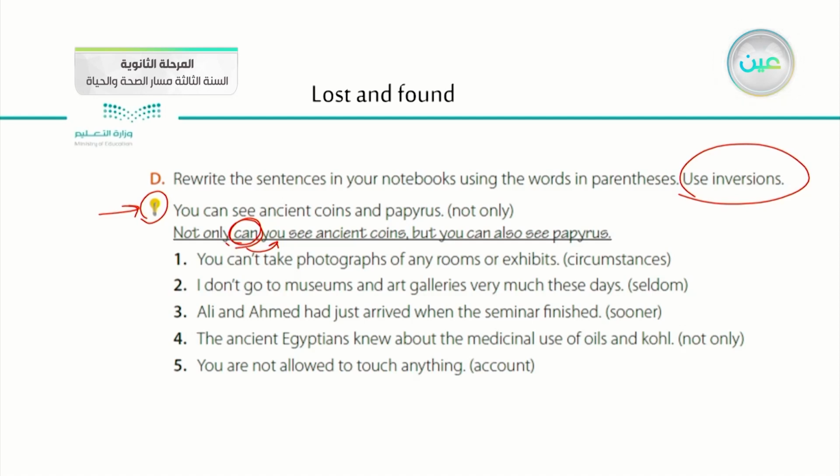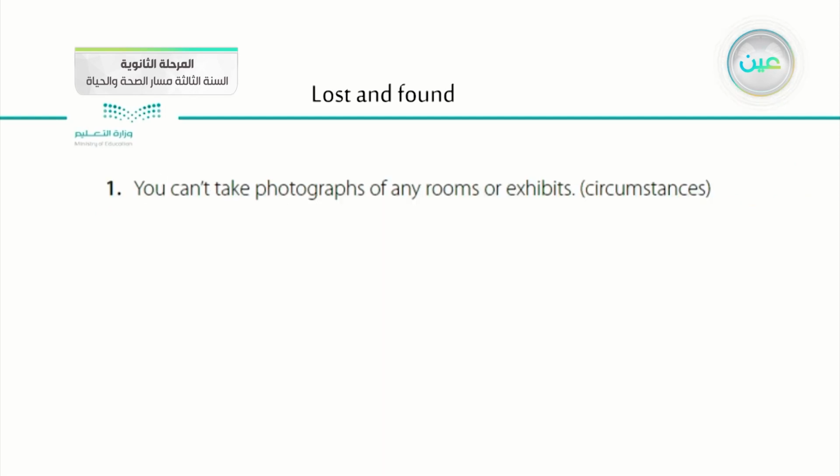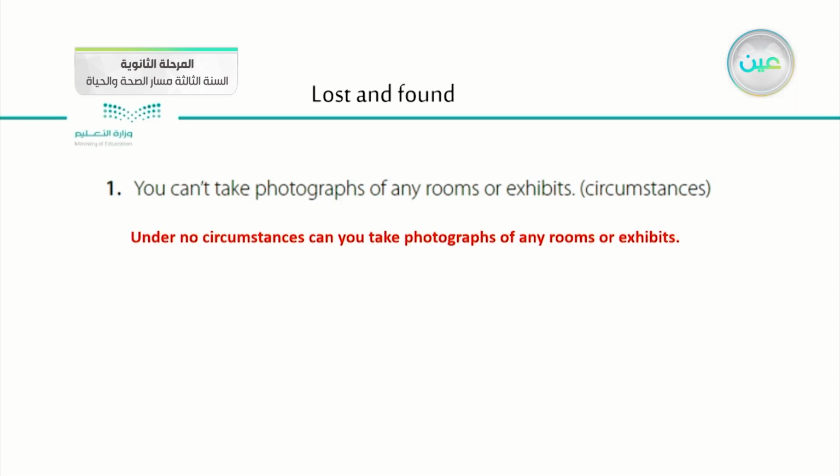Number one, you can take photographs of any rooms or exhibits. Use the word circumstances. So we say under no circumstances, then we do the inversion. You can pause the video right now, do the exercise on your own, then come back to check your answers with the suggested answers on the board. The answer is, under no circumstances can you take photographs of any rooms or exhibits.